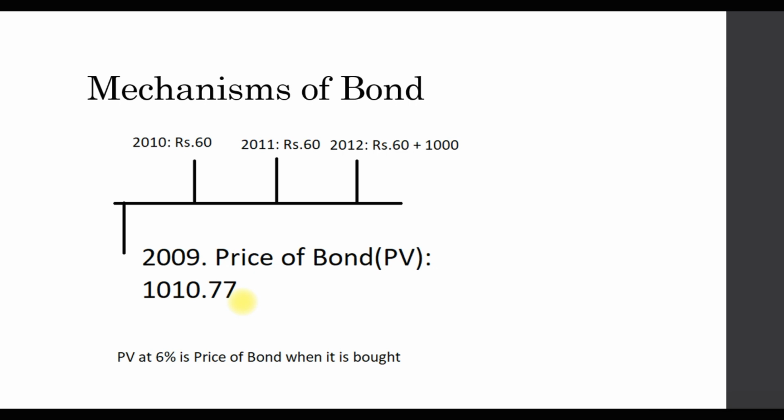But present value mandates that for getting 1000 rupees in 2012, what is the present value of that 1000 rupees in 2009? That is the present value, and that is calculated by a formula. And according to that calculation, the amount comes to 1010.77. So the investor has to pay 1010.77 in 2009 for the bond's face value which the investor receives in 2012, which is rupees 1000.